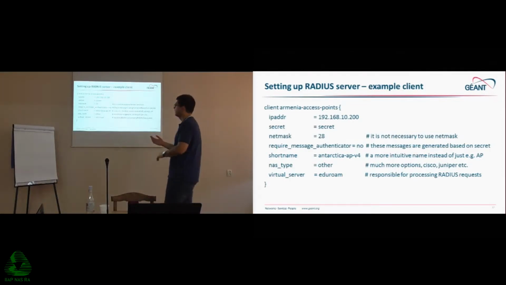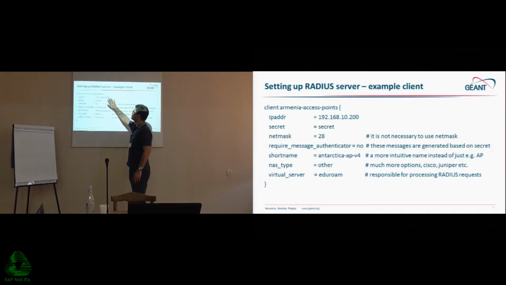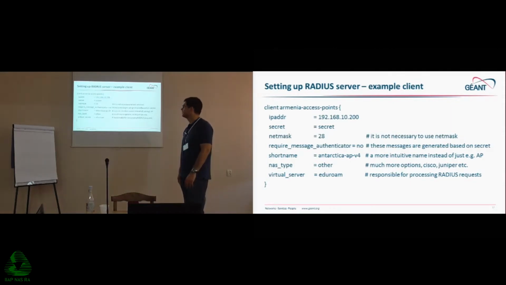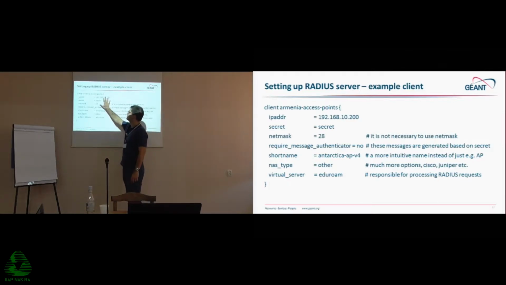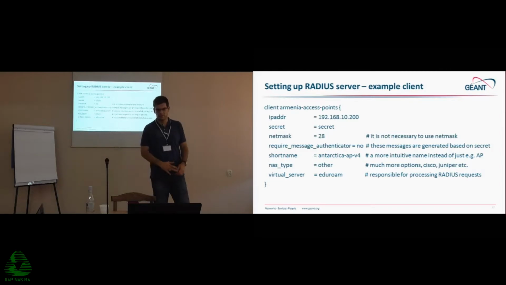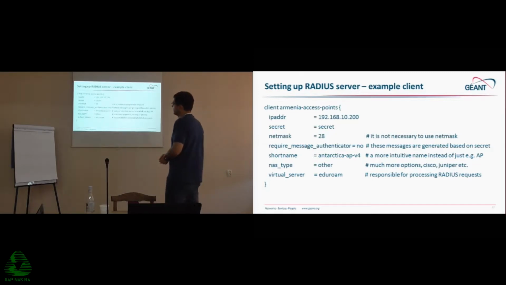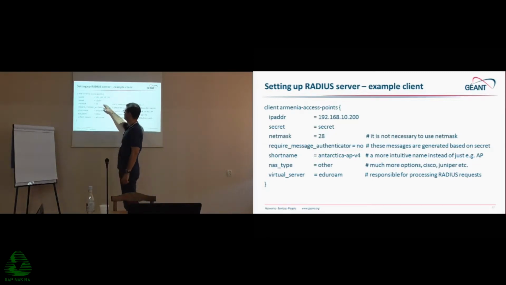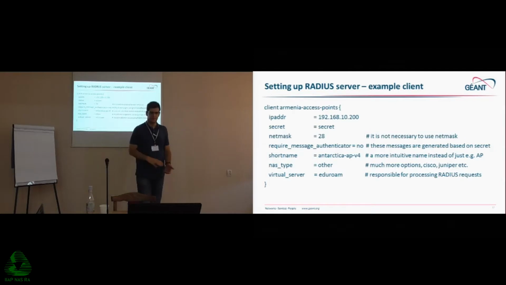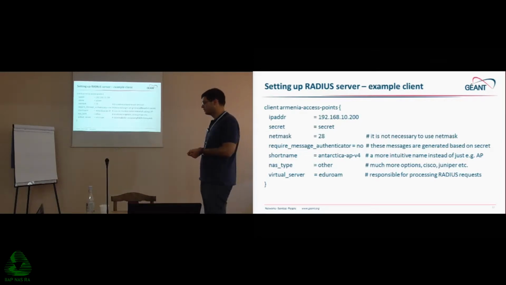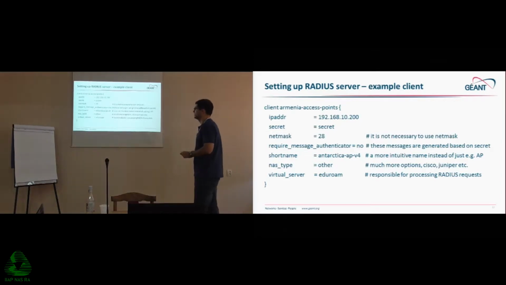So I didn't know the IP addresses until now, so you can disregard this. If you have, for example, a group of access points, you can use the IP address, and you can then match it with a subnet mask. So that means that, for example, you can use the next 16 or actually 14 IP addresses for your clients. Then there's the shared secret parameter, as I already mentioned. Of course, it should never be this easy to guess. Then there's the require message authenticator option, and these messages again are generated based on the shared secret parameter.